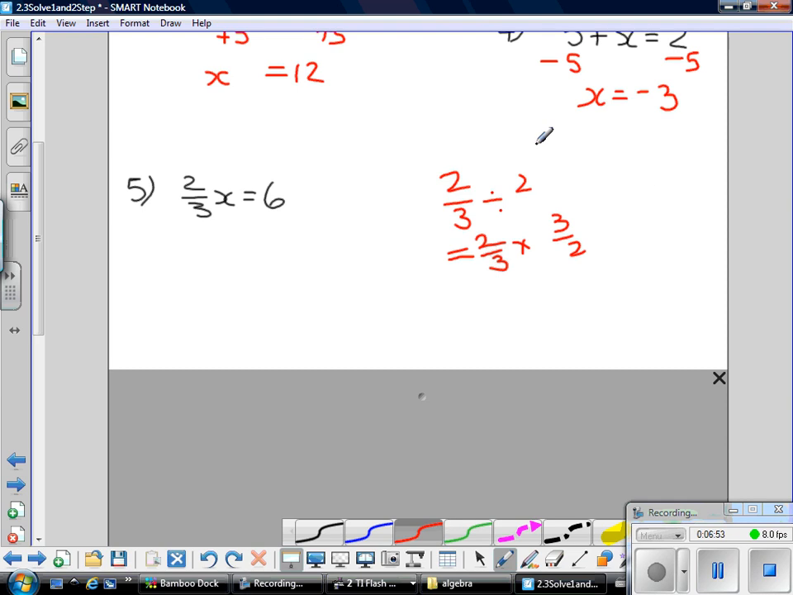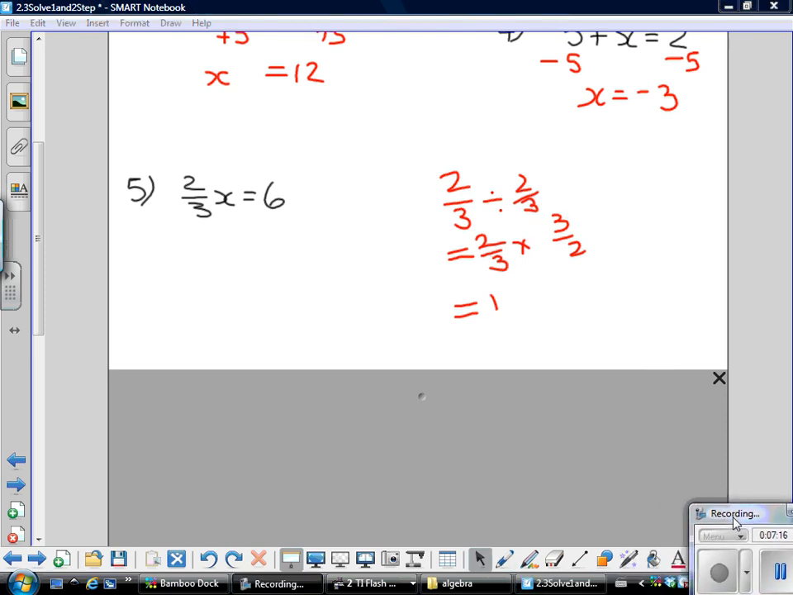And I will make it a 3. Okay, so you end up with 6 over 6, which is 1. Or the 2's cancel out, the 3's cancel out, and you're left with 1. So what this really means, if I divide by 2/3, is the same as multiplying by 3/2. Dividing by 2/3 is the same as multiplying by 3/2. That's really important. Okay, so I'm going to put it down here.